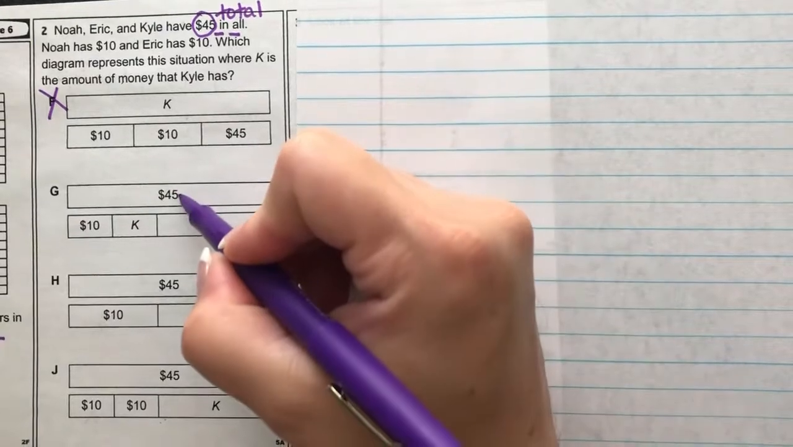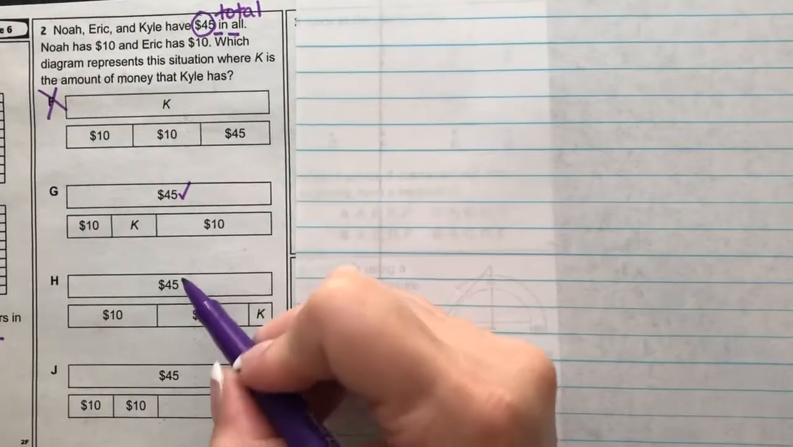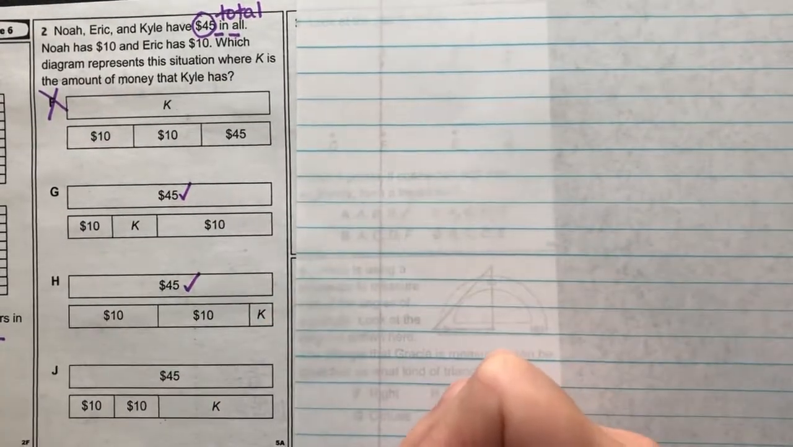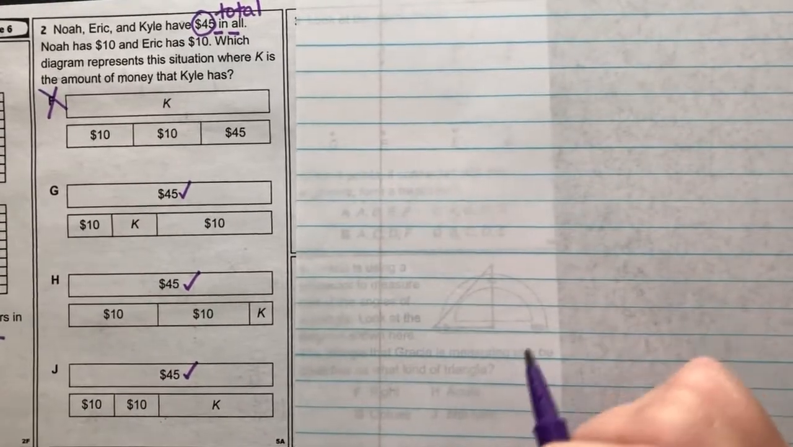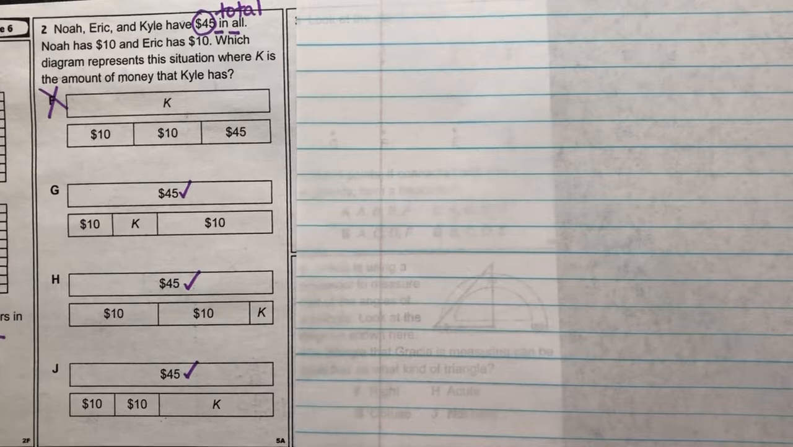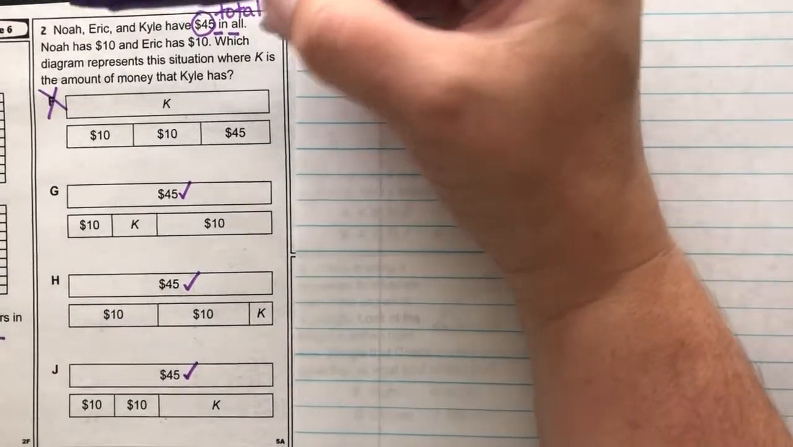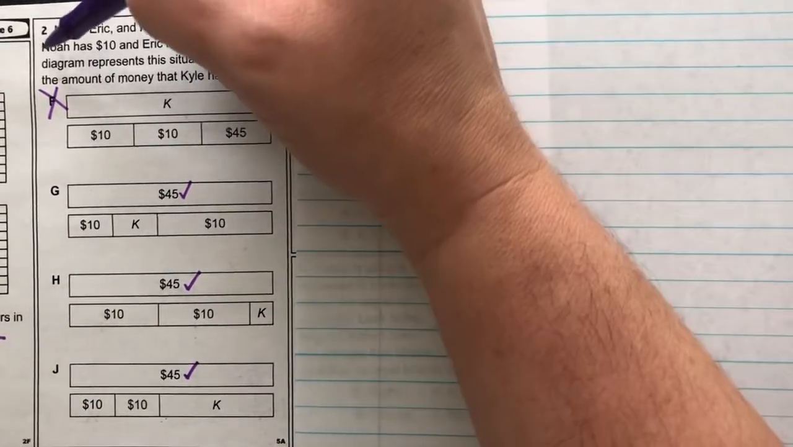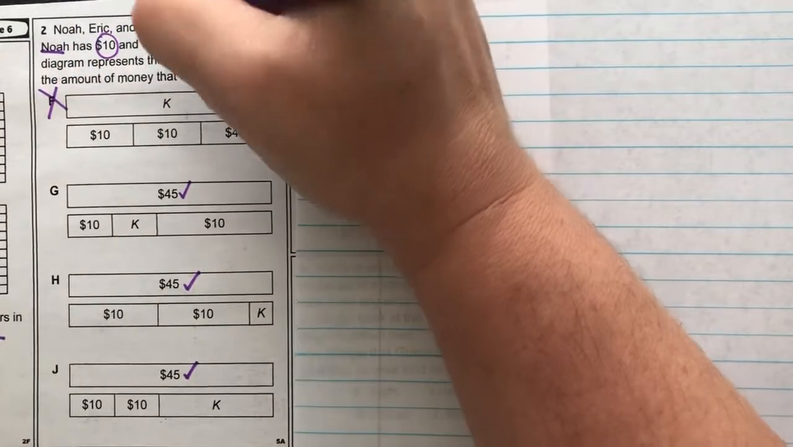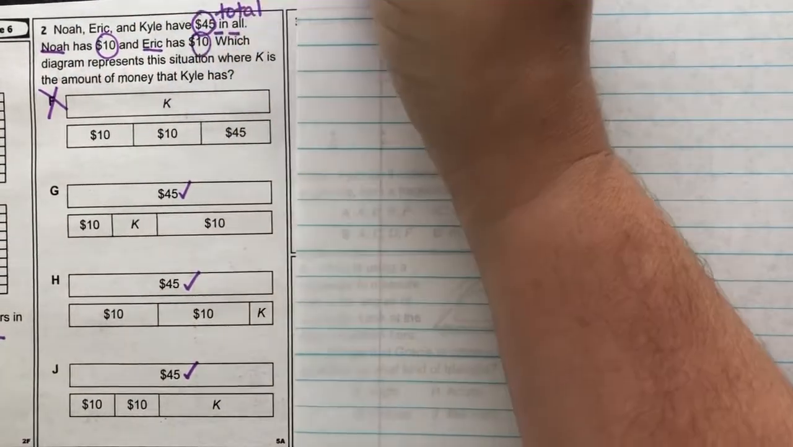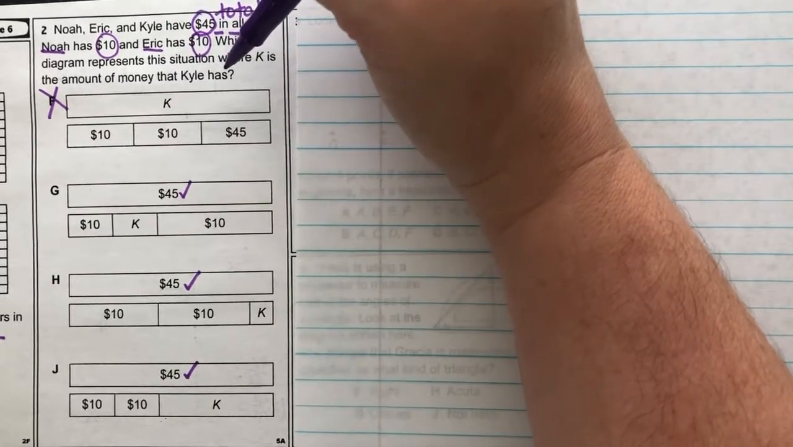G does show $45 as the total. H shows $45 as the total. And J shows $45 as the total. So those 3 answer choices are good. Now let's read the next sentence. Noah has $10. Eric has $10. So they both have the same amount.